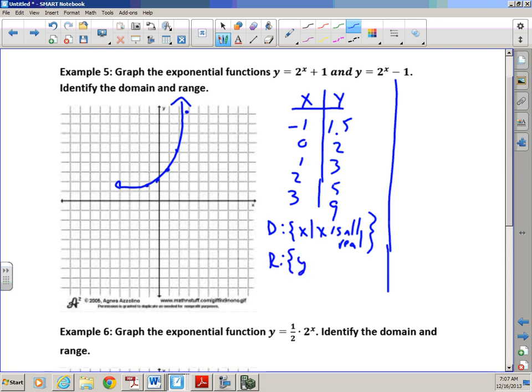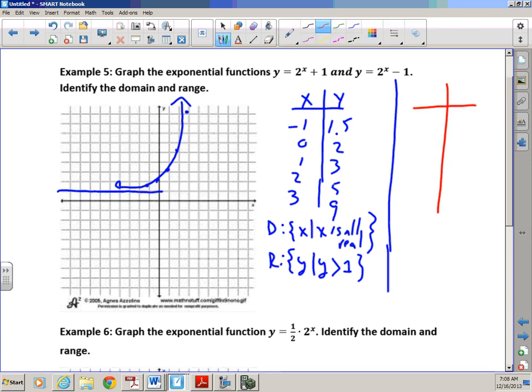Now, what about your range? Well, since I'm adding 1, what it did was shift or translate my curve up 1. So now my range is y is greater than 1. Because by adding 1 on, I shifted it up 1. So now it bottoms out there. Okay? It'll never hit there.